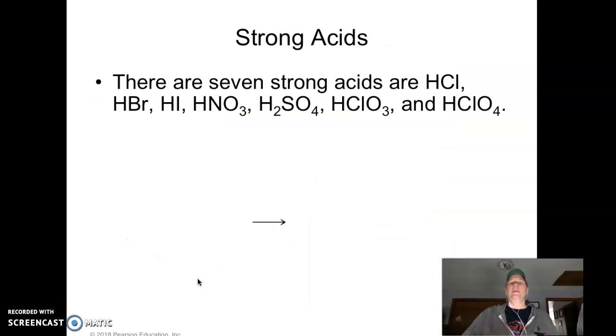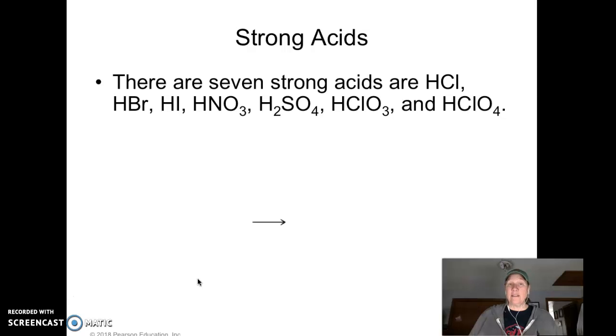Okay. So there are 7 strong acids. If you ran off that sheet that I gave you or have that, HCl is hydrochloric acid. HBr is hydrobromic acid. HI is hydroiodic acid. And then we get into the oxyacids, the ones that have oxygen.